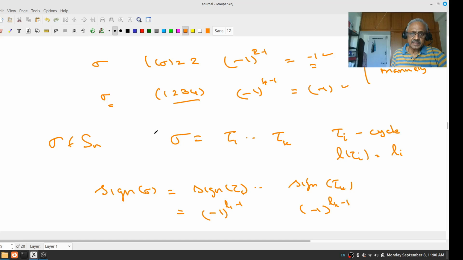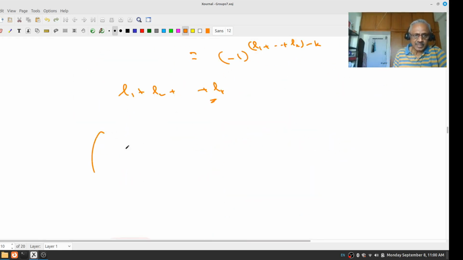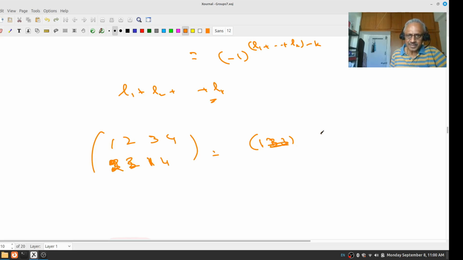When I write this as a product of cycles, even the cycles of length 1 are included. You understand that? For example, suppose I have something like 1, 2, 3, 4 mapping to 3, 2, 1, 4. I will write it as the cycle 1, 3 and then 2, which is easier for me. So I will write it as (1 2 3) and then this one. Therefore, what will be the sign of this permutation? This will be minus 1 to the power length minus 1: the length is 3, therefore 2, and the other cycle gives 0, therefore it is positive.